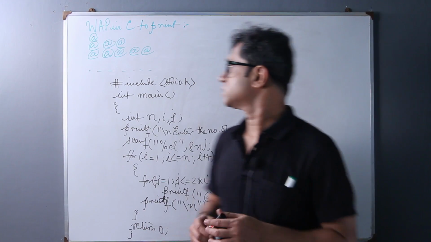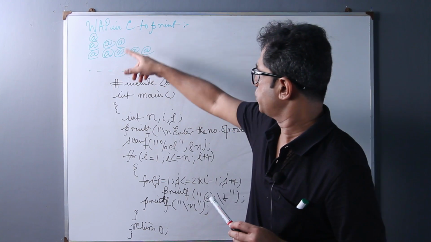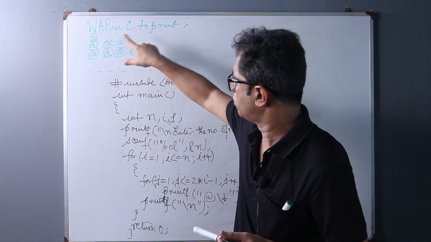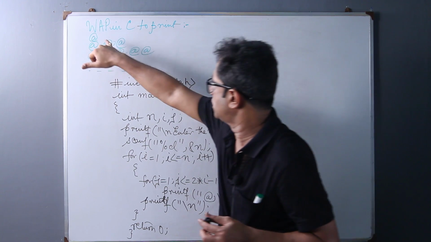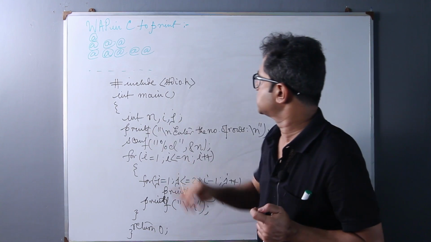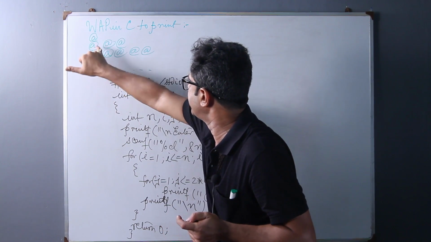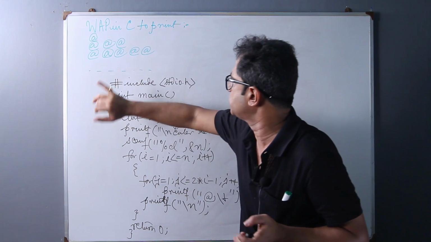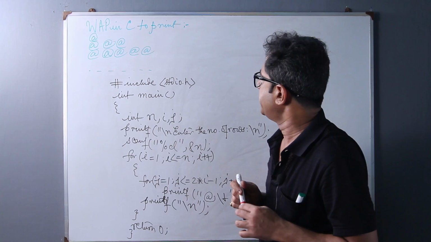Hello friends, today we are going to describe a pattern printing in this manner. Say we have printed a pattern in the form of @ symbols. Let's point out this pattern. In the first line, one @ will be printed, in the second line 3 @ will be printed, and in the third line 5 @ will be printed, and so on.